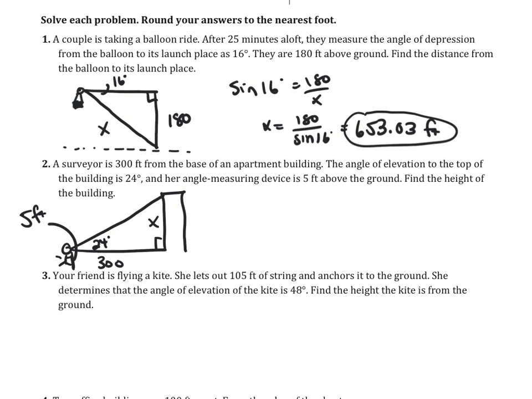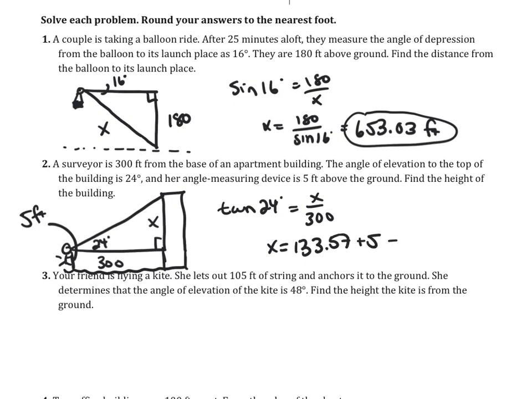So we'll find x, but then we'll have to include the fact that the ground's down here. This time we're given the opposite side and the adjacent side, so we'll say tangent of 24 degrees is equal to x over 300. So we get that x equals 133.57, but then we have to add the 5 of the device. The height of the building is 138.57 feet.